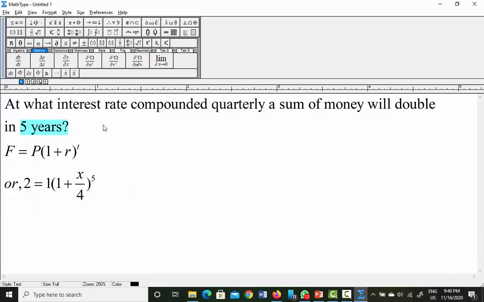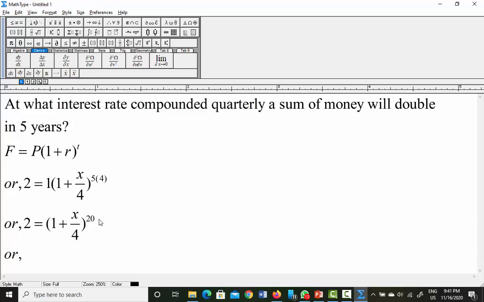But compounded quarterly means that in 1 year interest will be calculated 4 times. That means in 1 year we have 4 quarters, so in 5 years we have a total of 5 multiplied by 4, that is 20 quarters. That means 20 compounding periods. Right. So 2 is equal to 1 plus x by 4, power 5 multiplied by 4, that is 20.